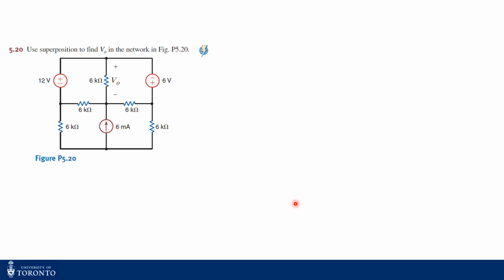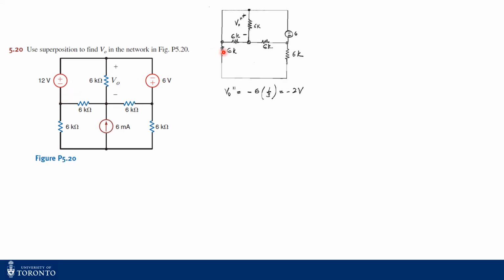Now we have another circuit. Here you see that we have three independent sources, right? So now we have to solve the circuit three times, one for each of the sources. When we turn off the voltage source, it is a short circuit. When you turn off the current source, it is an open circuit, right? So we start by finding the V naught contribution from this 6-volt source only.